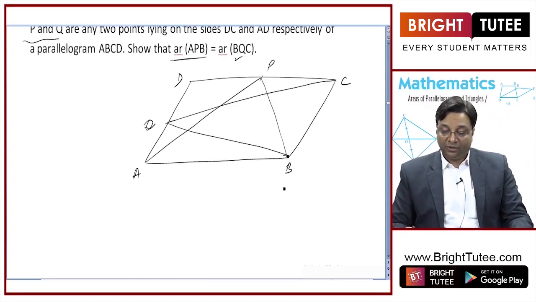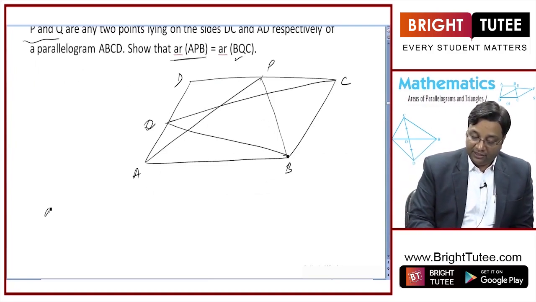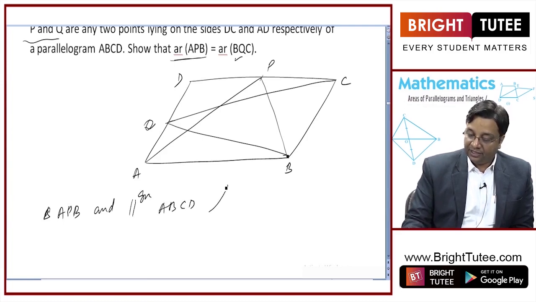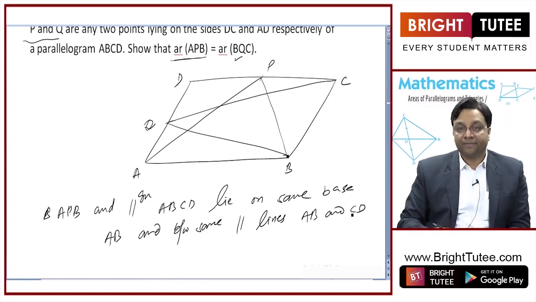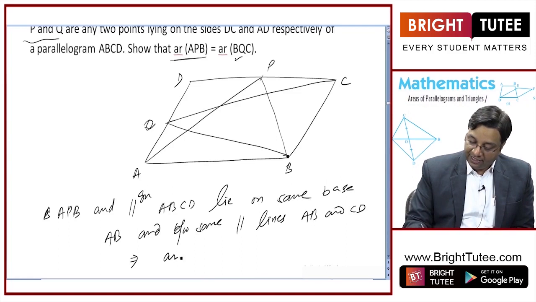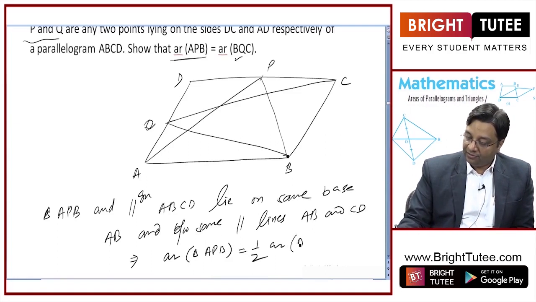Right. Now, if you understand a simple logic that triangle APB and parallelogram ABCD lie on same base AB and between same parallel lines AB and CD, then you can say that area of triangle APB is half of area of parallelogram ABCD, right.